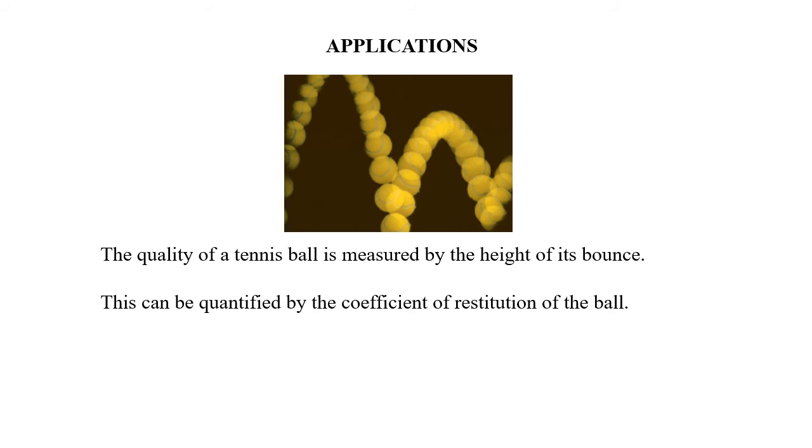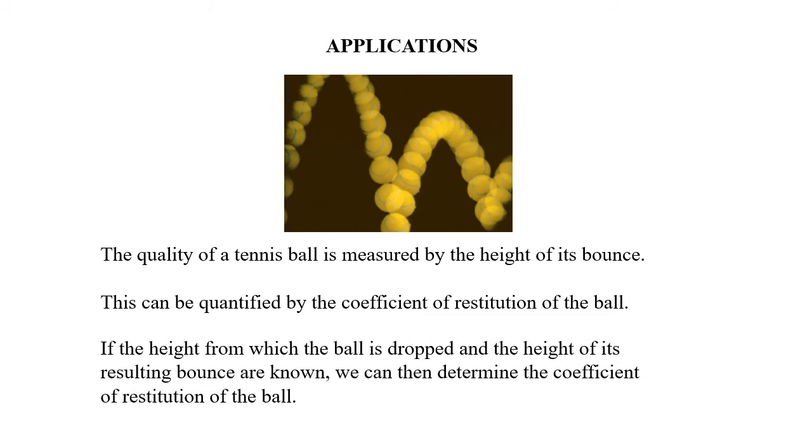One of the applications here, we can see the quality of a tennis ball is measured by the height of its bounce. So this can be quantified by the coefficient of restitution of the ball. So if the height from which the ball is dropped and the height of its resulting bounce are both known, we can then use that information to determine the coefficient of restitution of the ball.